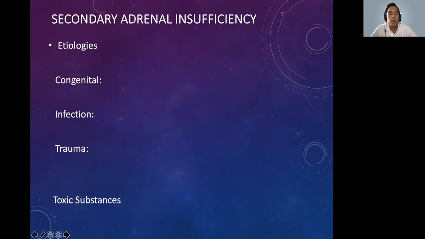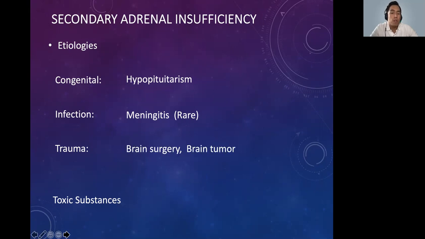So what are the causes of secondary adrenal insufficiency? Very similar to other hormones that are controlled by the hypothalamus and pituitary. For congenital causes, it can be caused by hypopituitarism, so you have a deficiency of all pituitary hormones. You can have an infection such as meningitis, which is a pretty rare cause of secondary adrenal insufficiency. But you can have patients with brain tumors who have brain surgery and radiation, causing a destruction of the hypothalamic-pituitary control of the adrenal gland, causing secondary adrenal insufficiency.